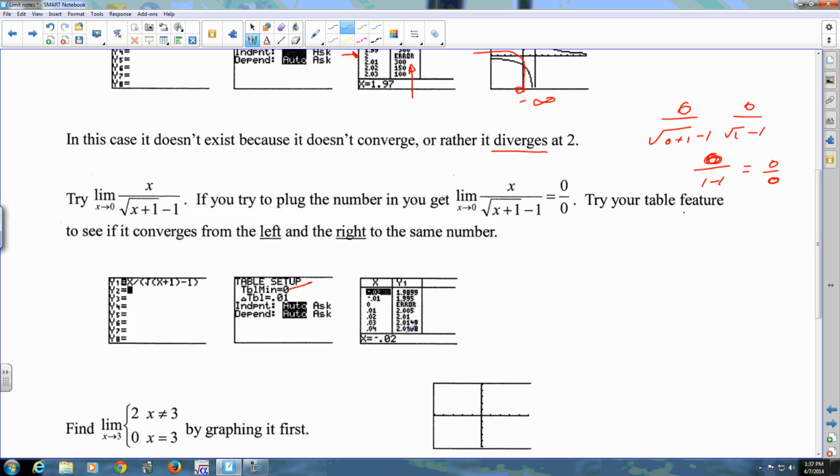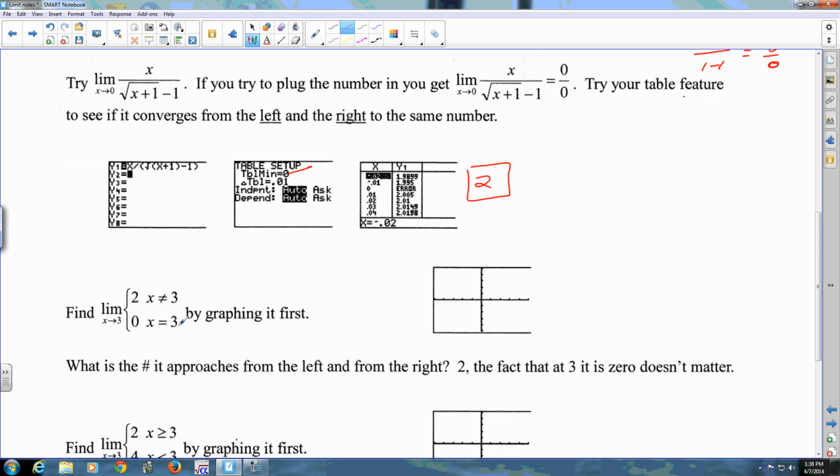Does it look like these are converging to the same number? To me it does. It looks like it's converging to 2. So 2 would be your limit, even though at 0 it doesn't exist. It's getting closer and closer to 2 as you come at it from both sides. Alright? Let's try graphing this one.